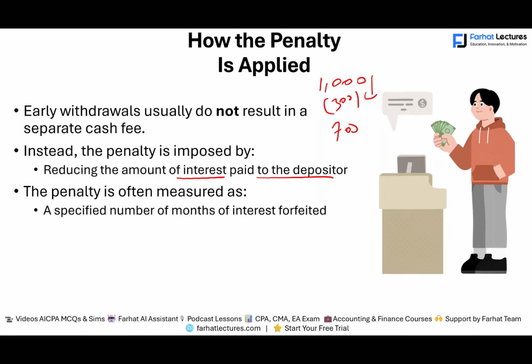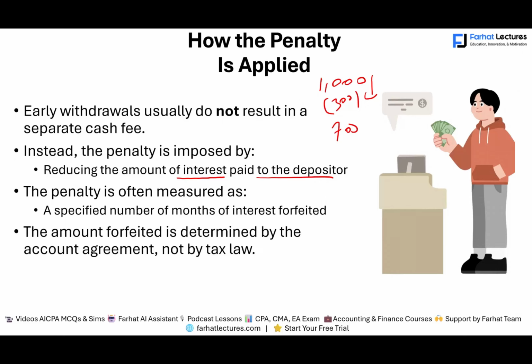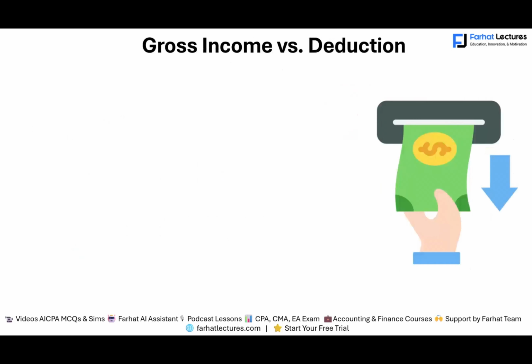Now keep in mind, you don't have to compute this. What's going to happen as a taxpayer or as a tax preparer is you would receive a 1099 INT from the bank, and you will see that amount. So the amount forfeited is determined by the account agreement. Again, it's between you and the bank. It's basically a contract. You told them you're willing to keep your money. You took your money earlier. Therefore, they will charge you a penalty.